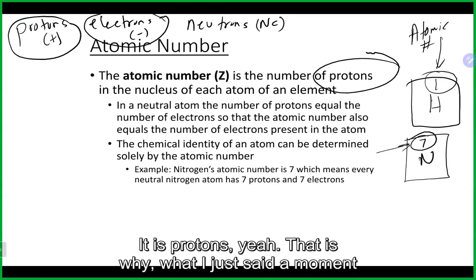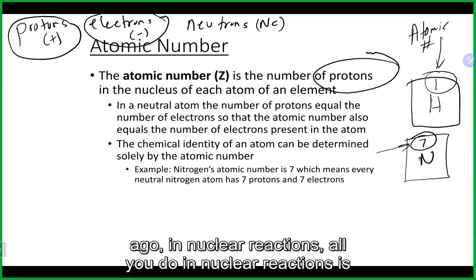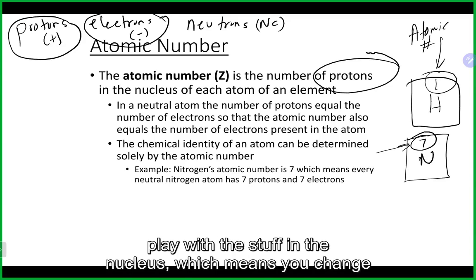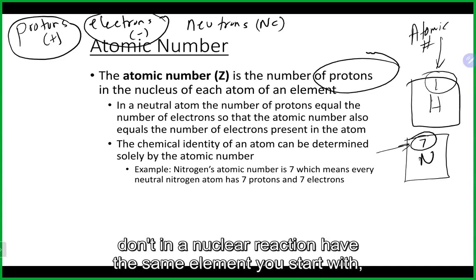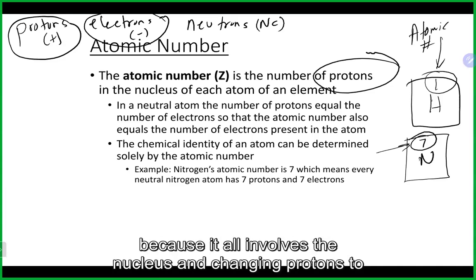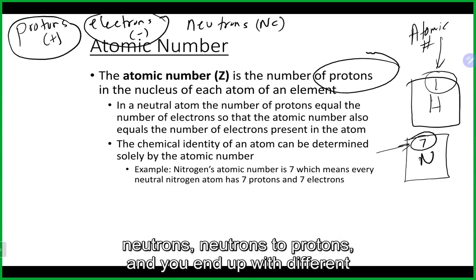It is protons, yeah? That is why, as I just said a moment ago, in nuclear reactions all you do is play with the stuff in the nucleus, which means you change protons into neutrons, neutrons into protons. That is why you don't have the same element you start with in a nuclear reaction, because it all involves the nucleus and changing protons to neutrons, neutrons to protons, and you end up with different elements.